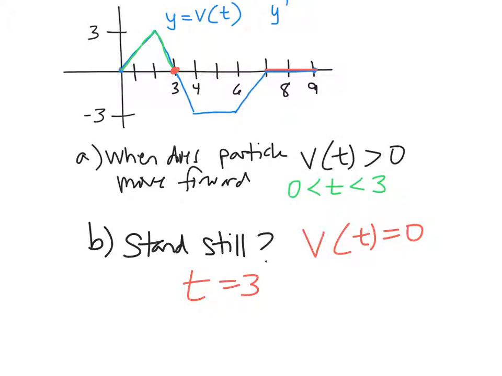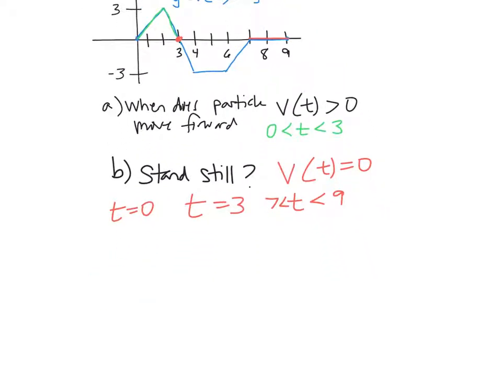7 to 9, sorry. Yeah, I guess you could say that. So t equals 0, 3, and from 7 to 9. Yep. There we go. You're moving forward above the x-axis, and then you start to move backwards. Okay? All right, so now let's take a look at letter C.